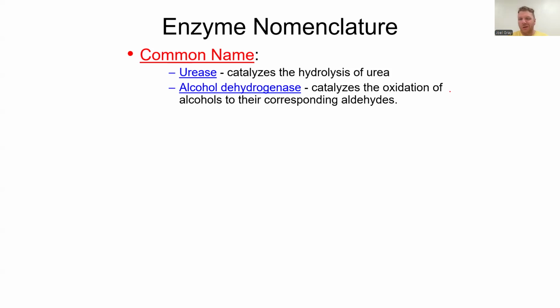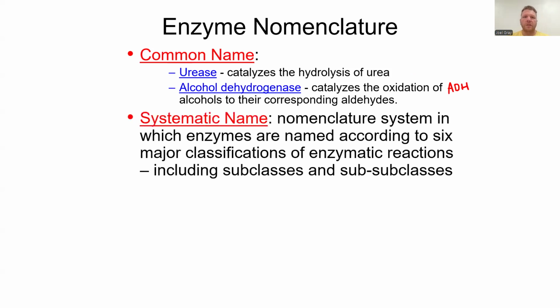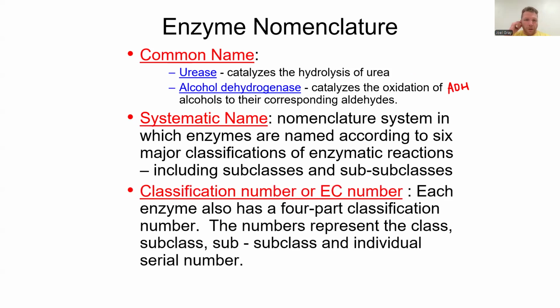Now, some enzymes are going to develop an even more common name. Alcohol dehydrogenase is commonly known as ADH, but that's just anecdotal, you might hear that. Now, a systematic name. There is a nomenclature system in which enzymes are named according to those six major classifications of those enzymatic reactions, including subclasses and sub-subclasses.